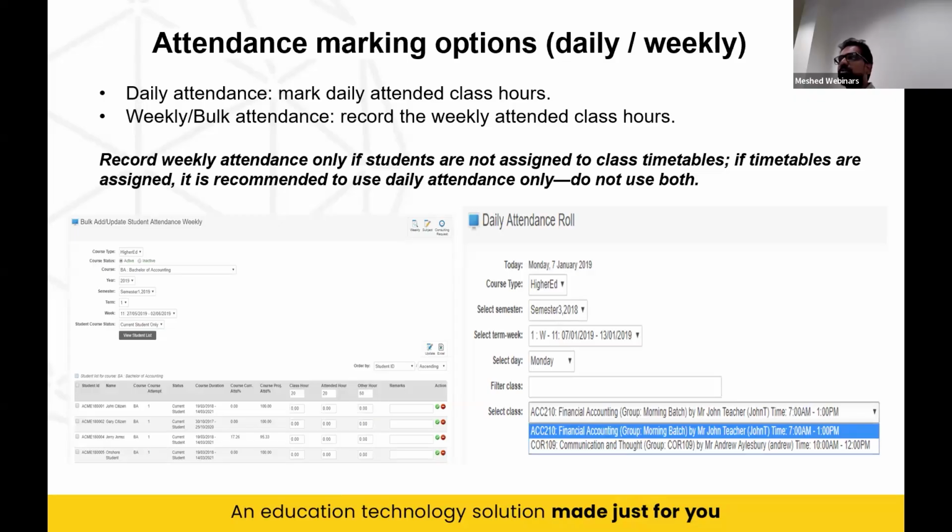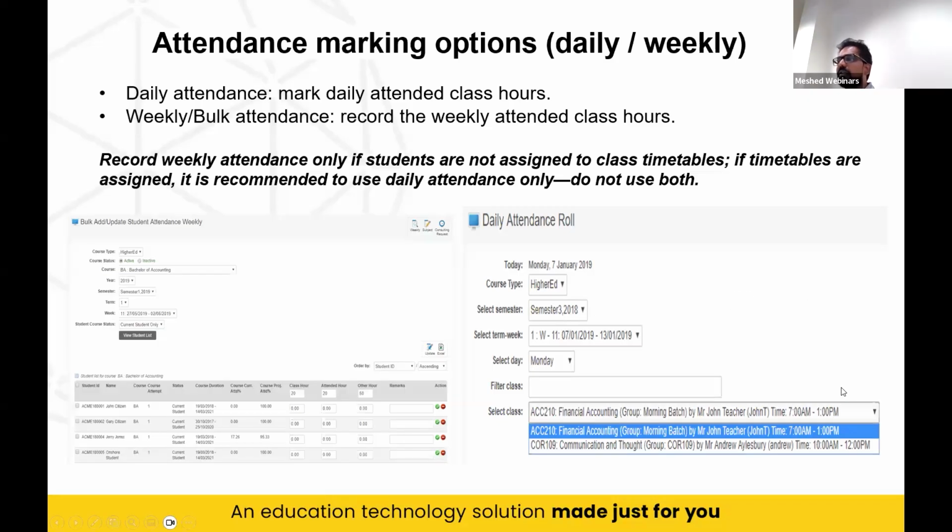It is not recommended to use both approaches of recording attendance. Either use weekly or daily. You cannot mix and match, using weekly or bulk attendance for some students and daily attendance for others. That is going to create a lot of attendance issues in the system. So please use daily attendance for recording attendance.